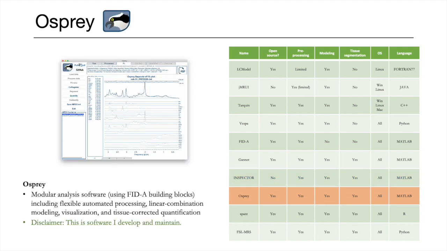Osprey is similarly a modular software and built around the FID-A libraries for automated processing, modeling, quantification, and visualization. Another disclaimer: this is software I actively develop.